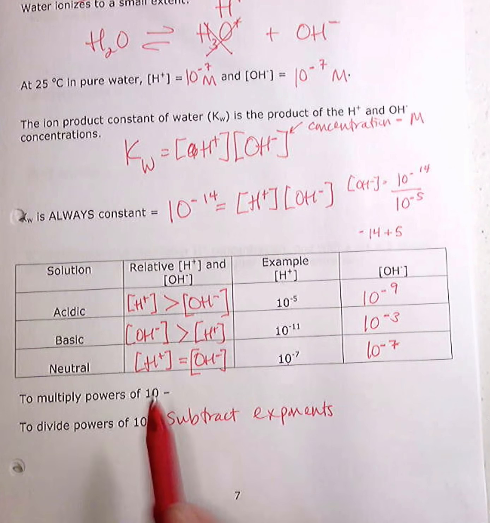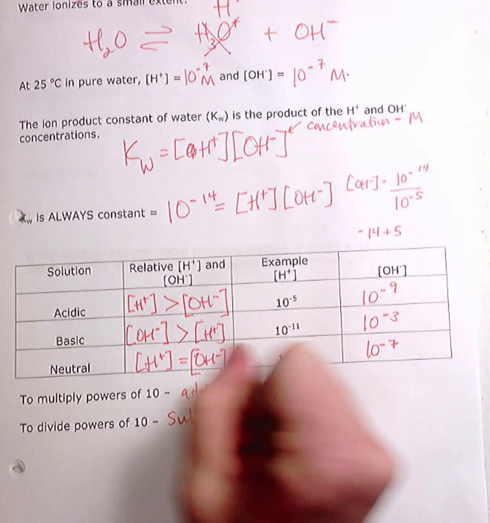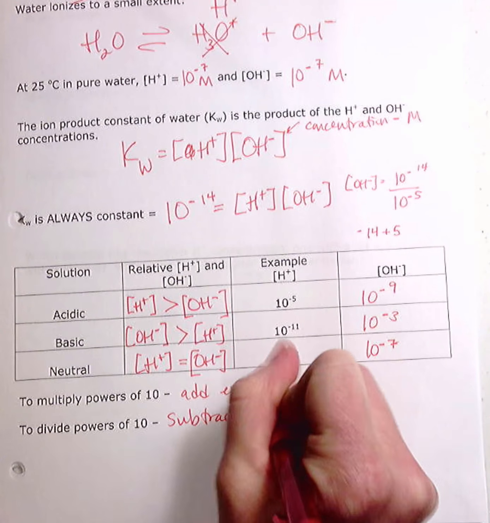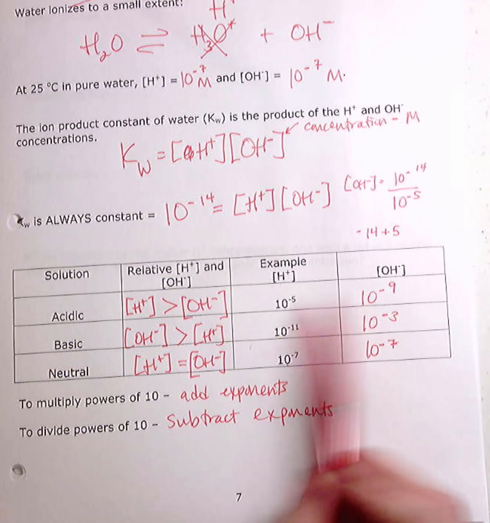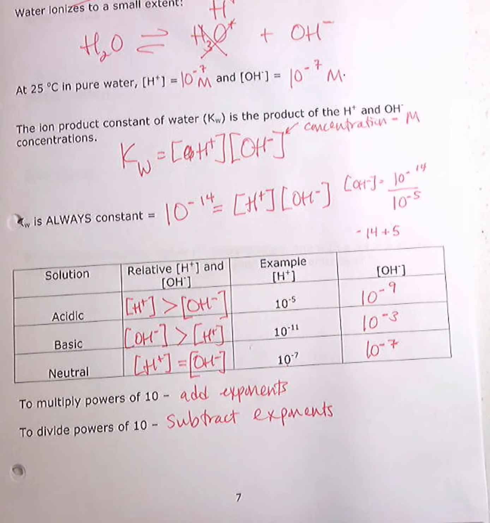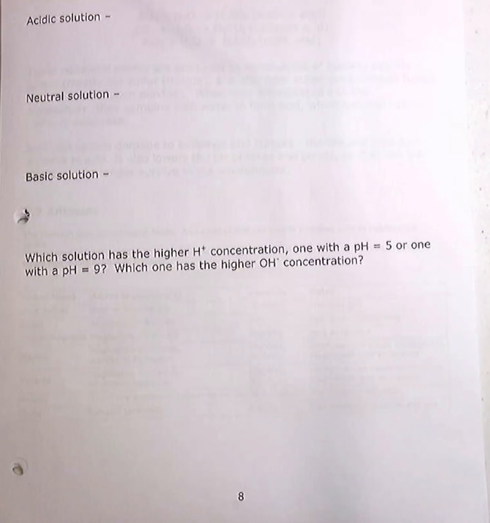To multiply powers of 10, you're going to add exponents. But the main thing to keep in mind is that hydrogen ion and hydroxide ion should always add up to 10 to the negative 14th.